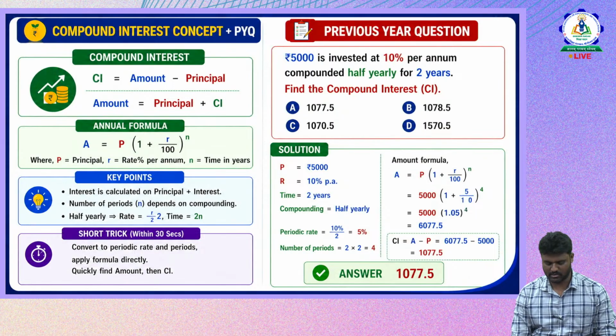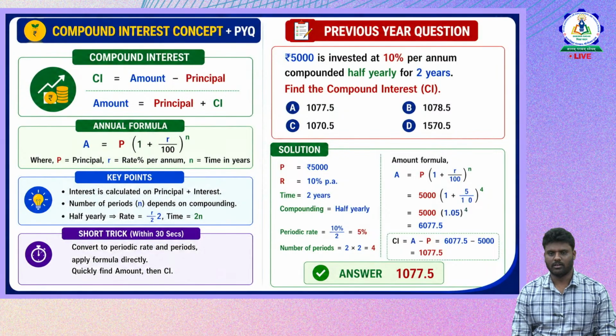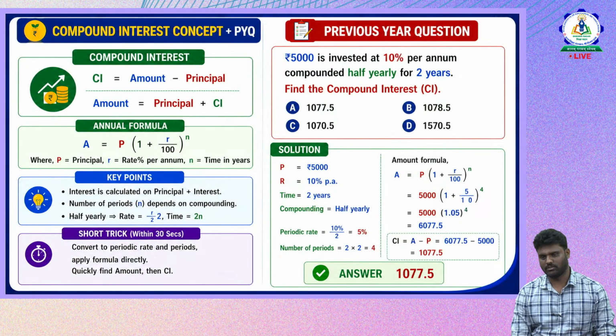So the option A is 1077.5, option B is 1078.5, option C is 1070.5, and option D is 1570.5. Let us see now.